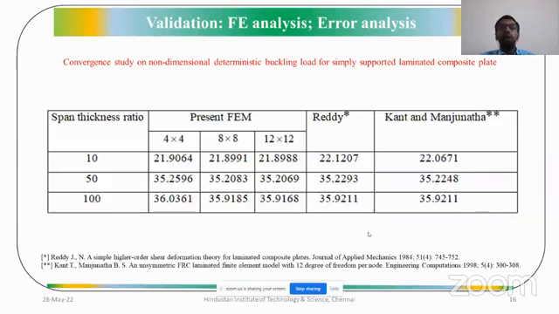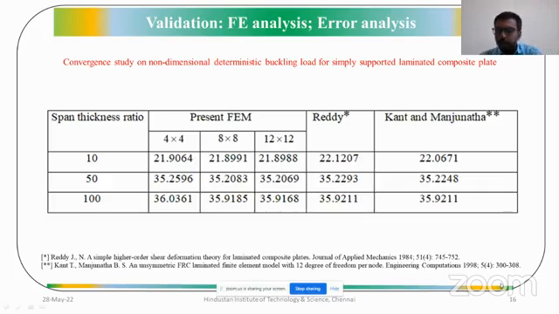So the first step is validation of the finite element analysis. We have considered a sandwich plate of 10 centimeter length, 10 centimeter width, and 1 centimeter thickness. For that, we have done the validation against the previous literature. From this table, we can see that it is in convergence with the previous literature.